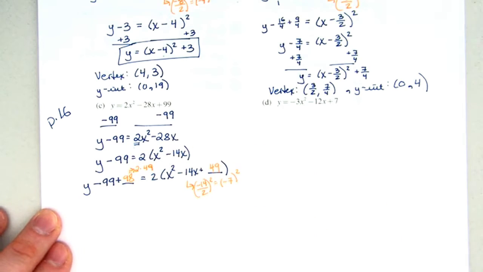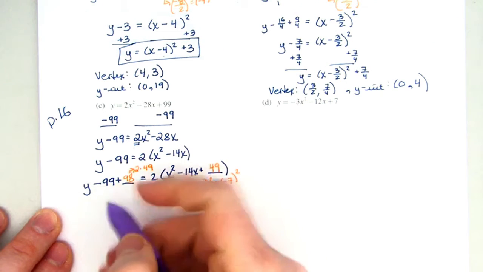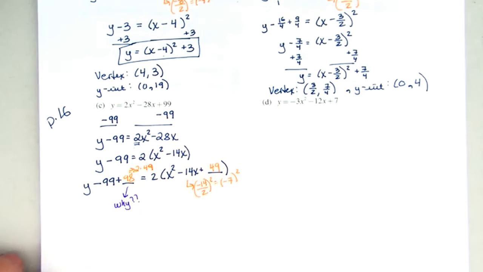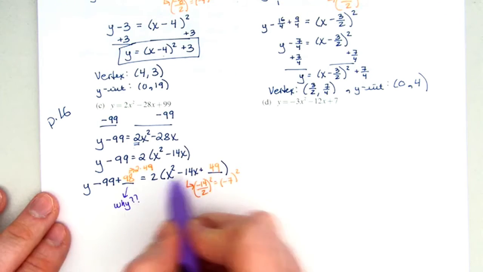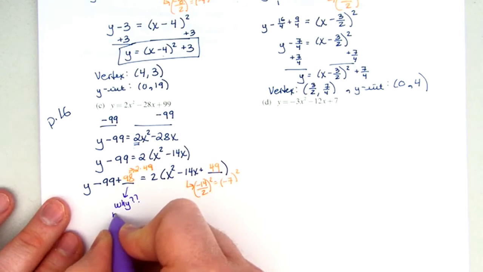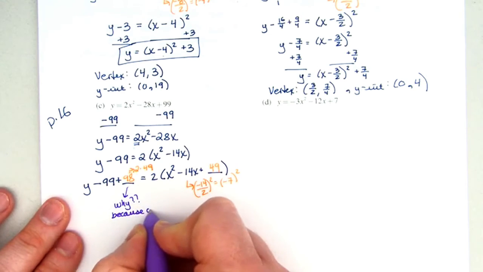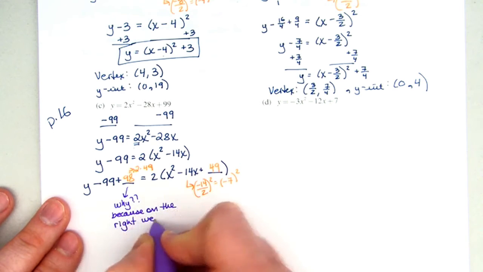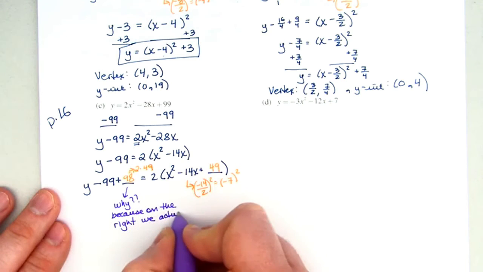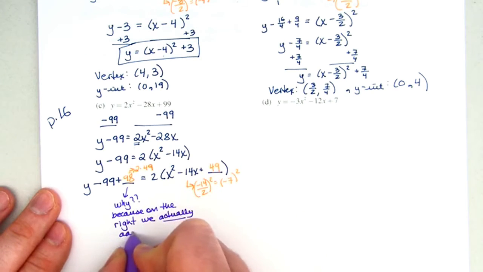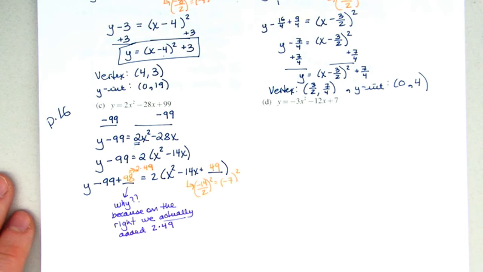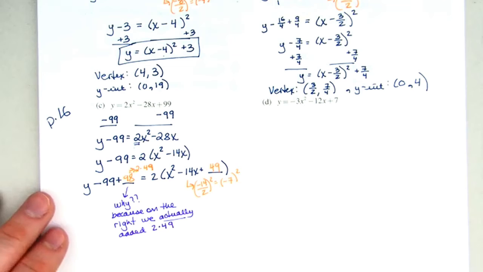I think I want to add another note to this. Why are we doing this? Because on the right, we actually added 2 times 49, not just 49. That's our extra new weird step. The rest of this is going to be like before.